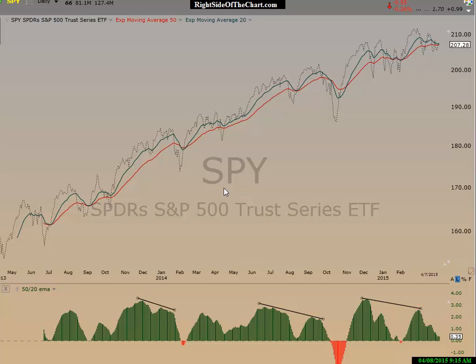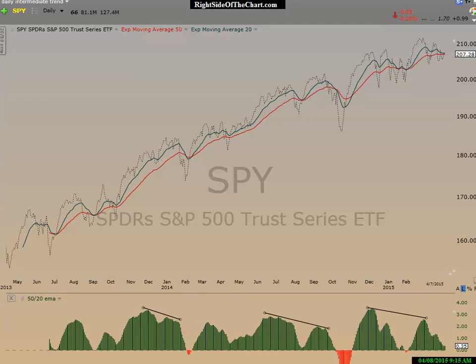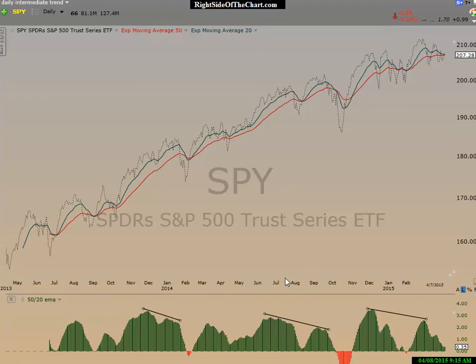Okay, this is what I refer to as my daily intermediate term time frame. Let's see if I can center this a little bit better here. There we go. And this is again a very simple but effective pair. This is the 20 and 50-day exponential moving average.